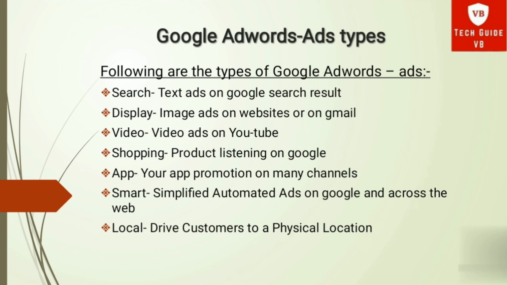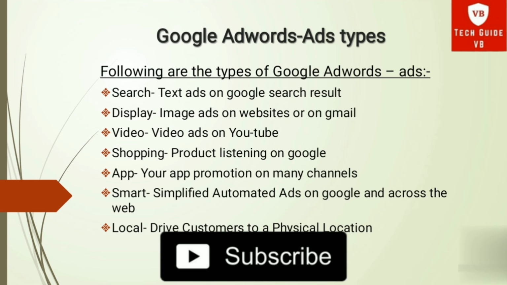Next point is Google AdWords ad types. Following are the types of Google AdWords ads. First is search: text ads on Google search results. Next is display: image ads on websites or Gmail. Next is video: ads on YouTube. Next shopping: product listings on Google. And the app: your app promoted on many channels. And next is the smart: simplified automated ads on Google and across the web. And last is the local: drive customers to a physical location.